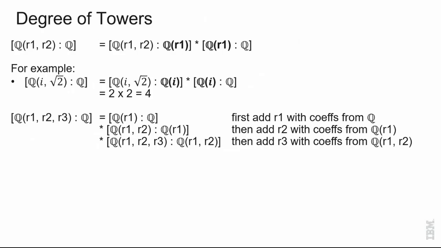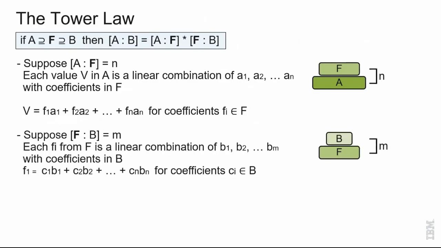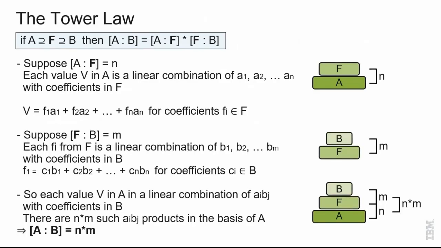If you have a tower of 3 elements, you can do it again step by step. So you start with Q, you add R1, find out the dimension, and then you take Q adjoin R1 and just add R2, again find the dimension, and finally you take Q adjoin R1 and R2 and join R3 and compute the dimension and multiply the 3 dimensions, and you're guaranteed to get the degree of the vector space of the whole thing, Q adjoin R1, R2, and R3. And there is a proof for this, which is very tedious, and I will not go over it. You can take a look at the video if you have it.